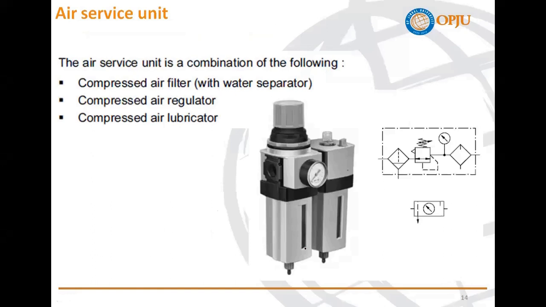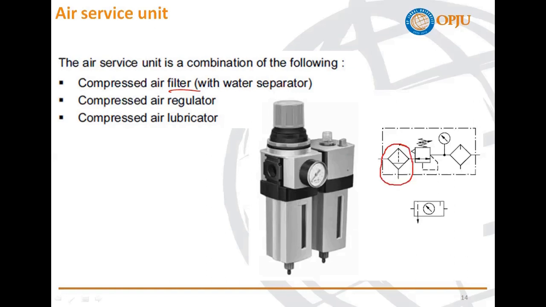Now, whenever air is sent to the system, or any actuator or any valve, first it must be well conditioned. So, to condition the air, what we have to do first, we require the compressed air filter. So first we require the filter. This section is the filter unit.